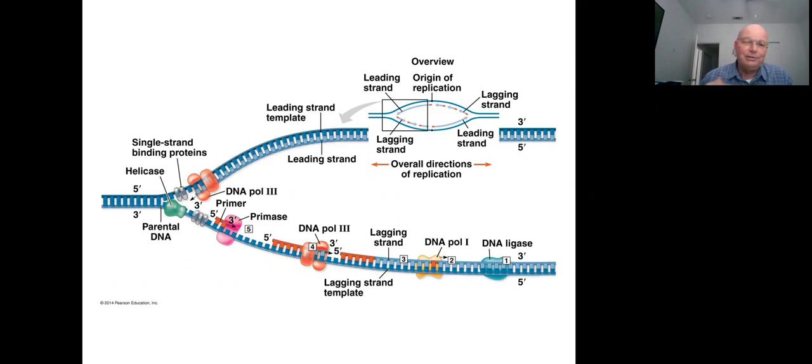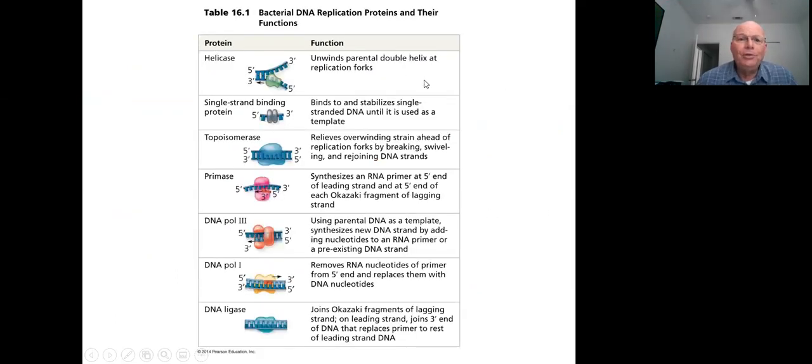Of course, we have helicase still unwinding and unzipping, and down in this direction down here, we've got topoisomerase, somewhere ahead of the replication fork, removing the tension that's created by overwinding as the helicase continues to unwind the DNA. So these are all the players that are involved in DNA replication at a replication fork, and it gives you the basic ideas of what they do.